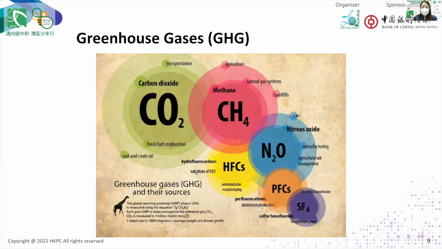Actually, I think we all know that greenhouse gases exist in the atmosphere originally, and they may be emitted by transportation or agricultural activities. But since industrialization, there have been more human activities and more greenhouse gases emitted, which may cause the trapping of heat within the atmosphere.